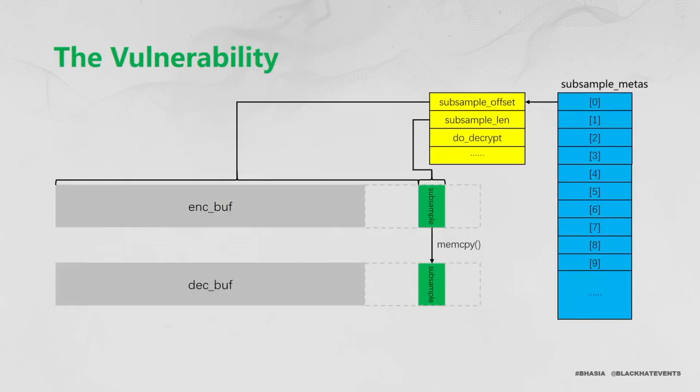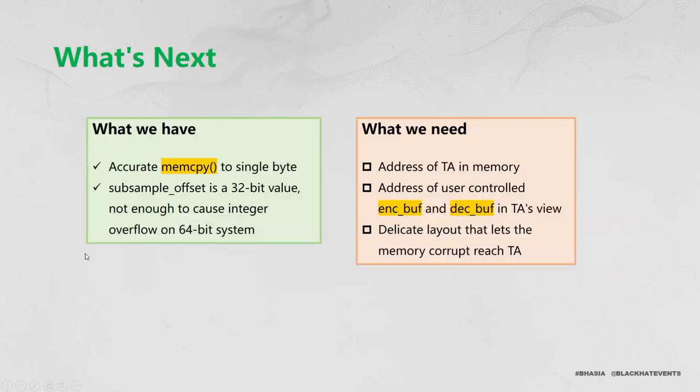And the ink buffer and the decryption buffer. So what's next? We need to find more information so we can turn this vulnerability into an exploit. We need the address of the TA, and we need the address of our buffers, our shared buffers, and we need a delicate memory layout that can let our memory corruption reach the TA.